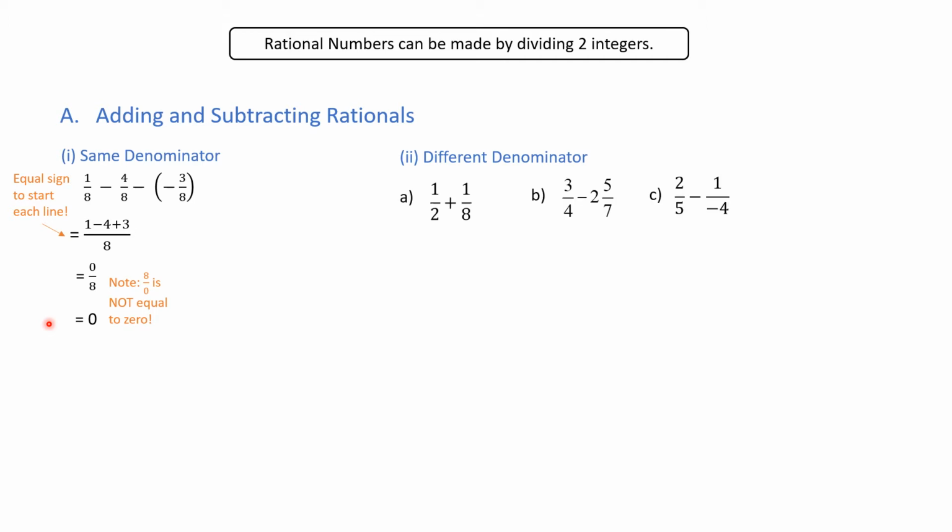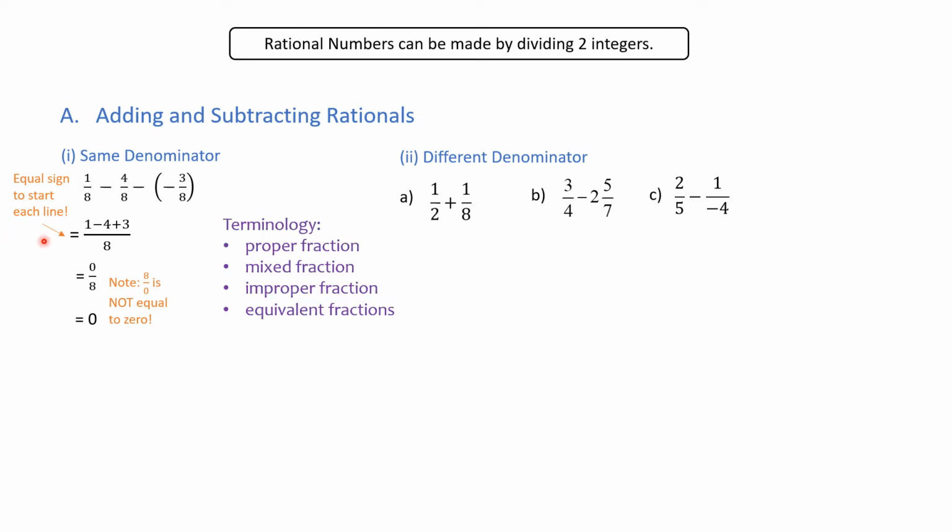So what about if they have a different denominator? That's much harder. We're going to do 3 examples like that. Looking at the first one, we have 1/2 plus 1/8. So the common denominator is what we're looking for first.